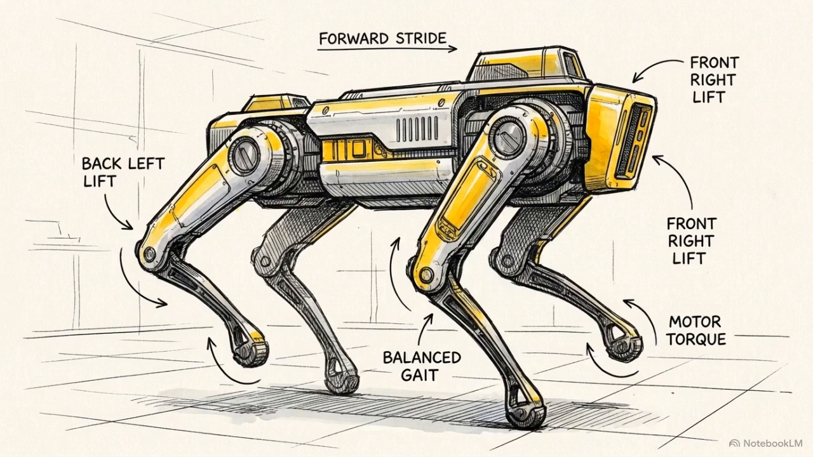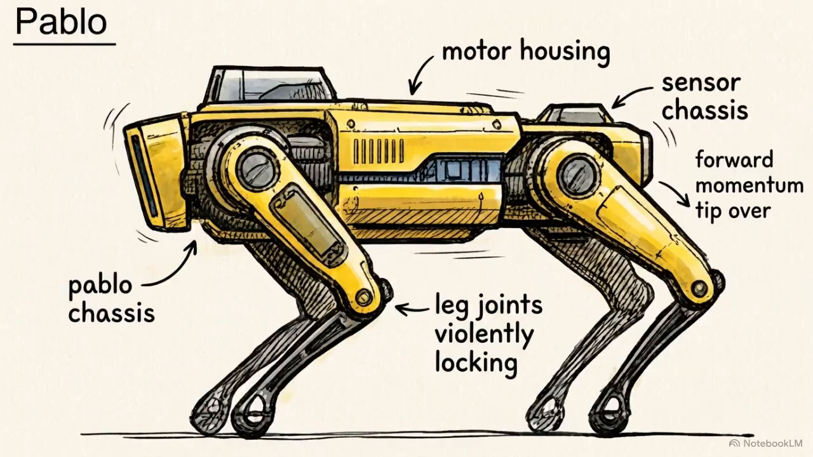We have a quadruped robot, Pablo, executing a standard walking gait. It processes sensor data, calculates leg angles, and fires its motors. But halfway through a step, it completely freezes mid-stride and drops to the floor.